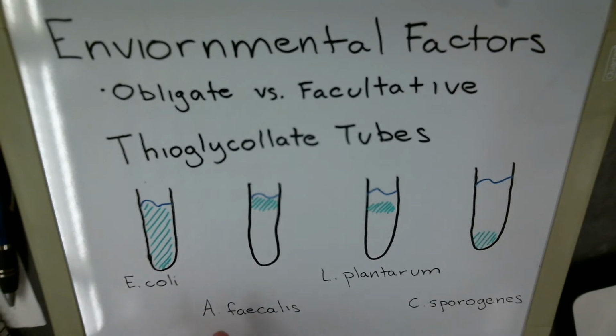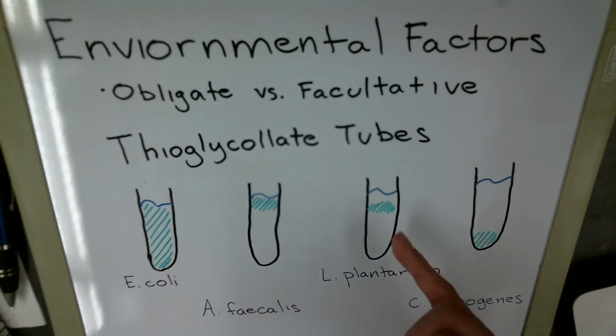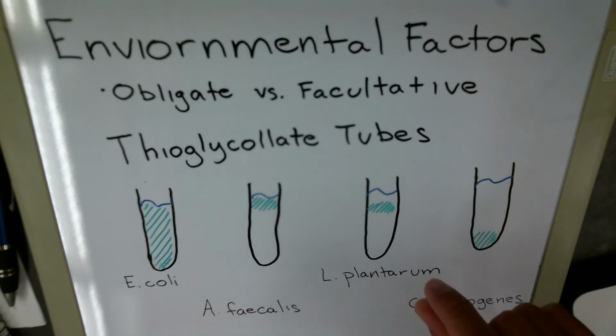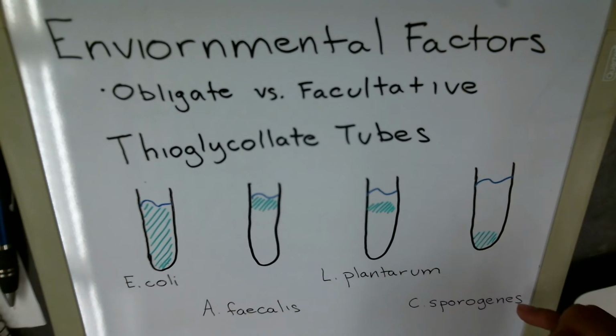We have A. faecalis, which is an obligate aerobe. That's why it only grows at the top. L. plantarum is something that we would consider a microaerophile or aerotolerant. So it doesn't necessarily like to grow in the presence of air, but it grows in a little bit of air. While we have C. sporogenes, that is an anaerobe, and that's why it grows all the way at the bottom.